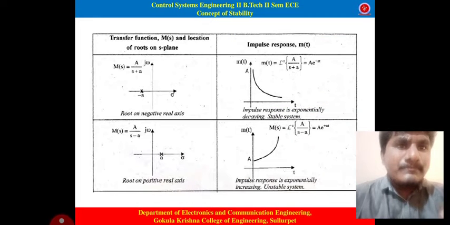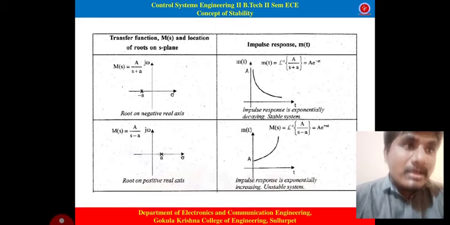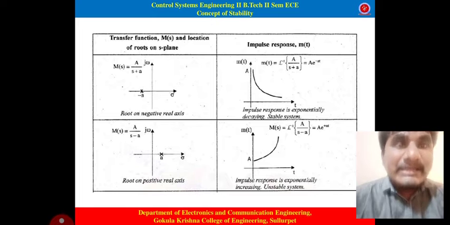The next one, see here. In this particular slide, we are thinking further on stability. Let's take a system defined by its transfer function M(s), which is given by a by s plus a, that is, a/(s+a).